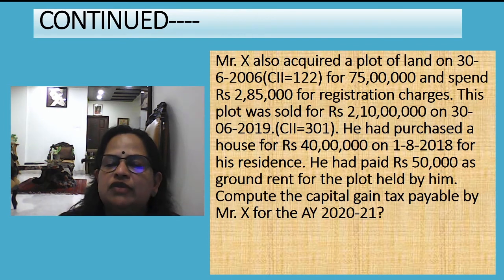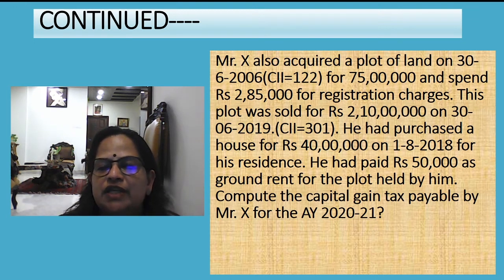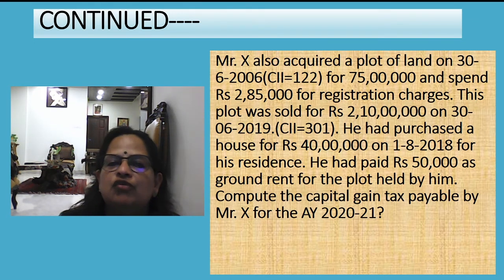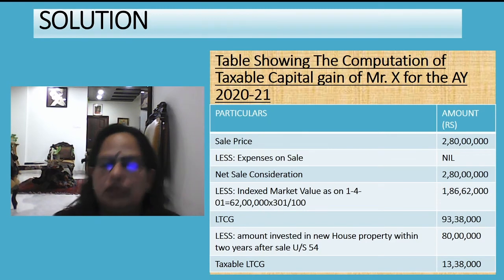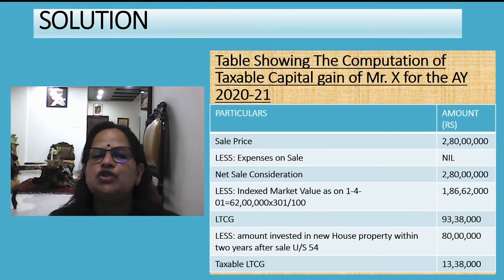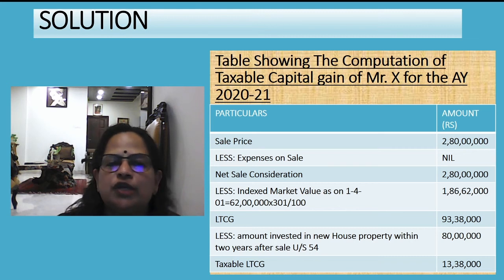He paid 50,000 as ground rent for the plot held by him. Compute the capital gain tax payable by Mr. X for the assessment year 2021. Now we are doing the computation. Table showing the computation of taxable capital gain of Mr. X for the assessment year 2021.